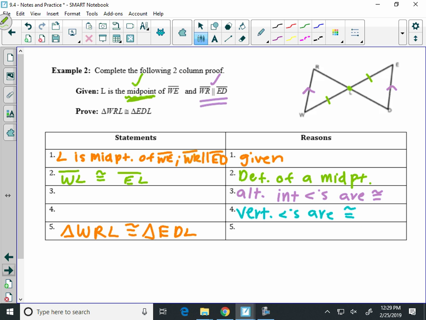Remember that shortcut from last week when we talked about alternate interior angles? Put arrows on the lines that are parallel to each other and then connect them with a Z or an N, however you think of it. Your alternate interior angles are the corners of that N or that Z. So what are my alternate interior angles? R and D. So we would say angle R is congruent to angle D.